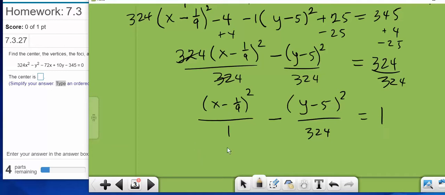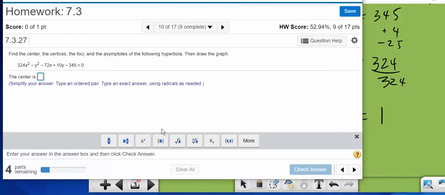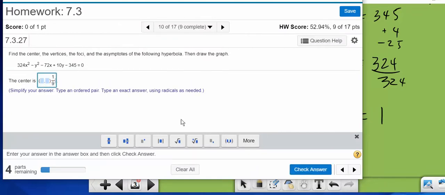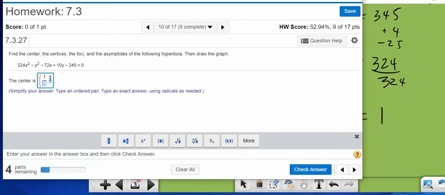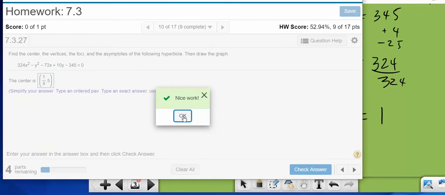All right, so the center is 1/9, 5. Let's type that in. 1/9, 5. Okay.